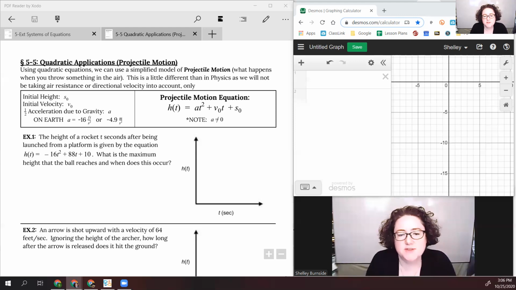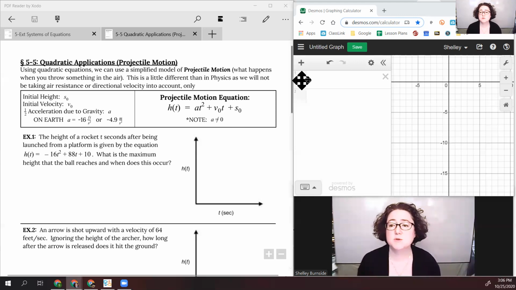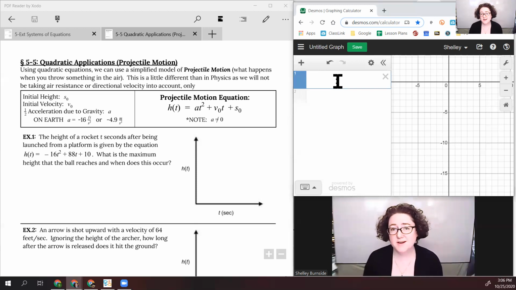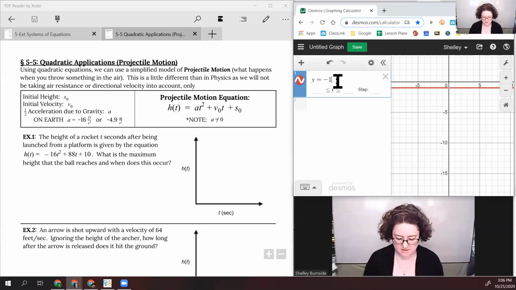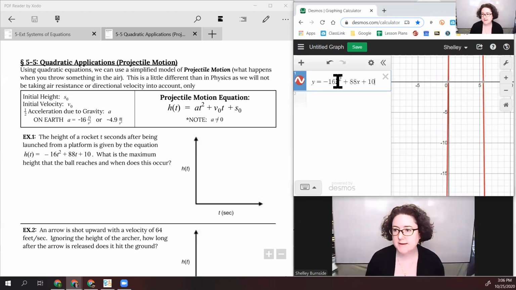So we need a picture of this. So what I'm going to do is just plug in my function. Now it's written as h of t, and it really doesn't matter which variable we use when we're writing it down. But if we're going to plug this into Desmos, we do want to use x's, because we are putting this on an XY graph. So I'm actually going to type this in as y equals negative 16 x squared plus 88x plus 10.